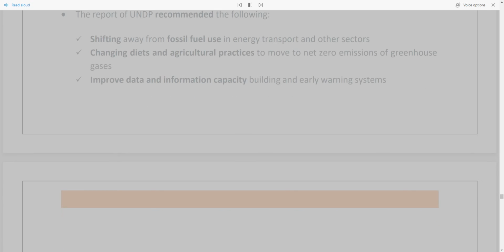The report of UNDP recommended the following. Shifting away from fossil fuel use in energy, transport and other sectors, changing diets and agricultural practices to move to net zero emissions of greenhouse gases, improved data and information, capacity building and early warning systems.